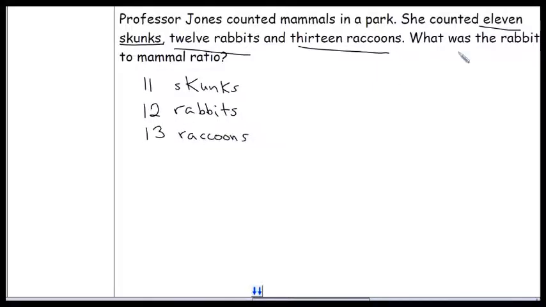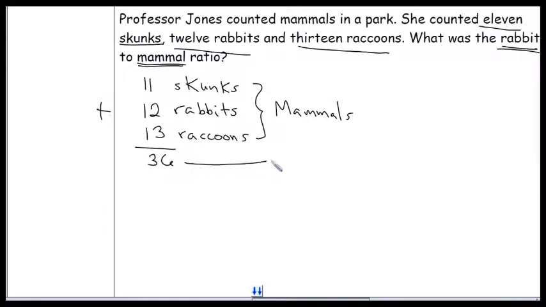And the question is, what is the rabbit to mammal ratio? All of these kinds of animals, they're all mammals. So they're asking us for mammals. We have to add them all together to find out how many total mammals we have. And if we add them all together, you'd see 1 plus 2 is 3, plus 3 is 6, 1 plus 1 plus 1 is 3. So we have 36 mammals, right?